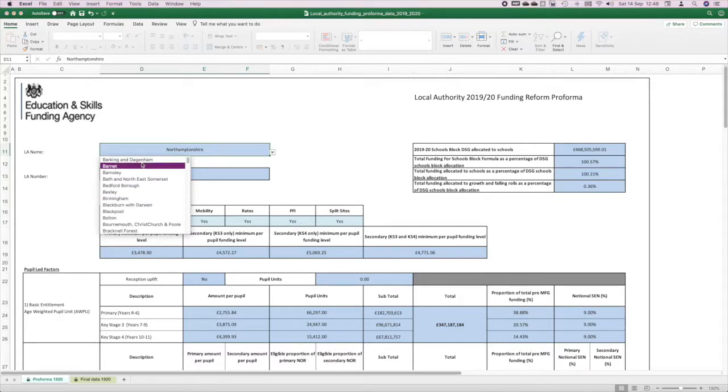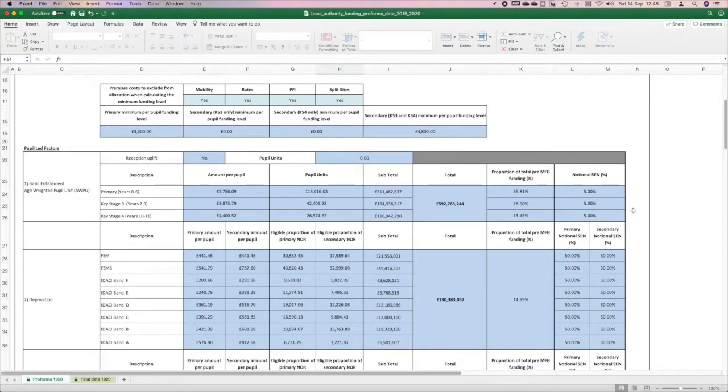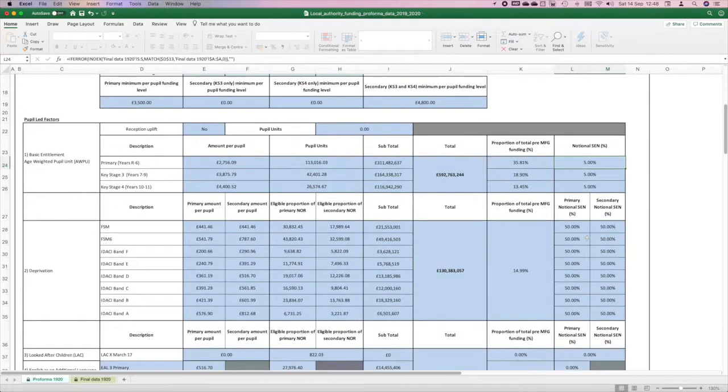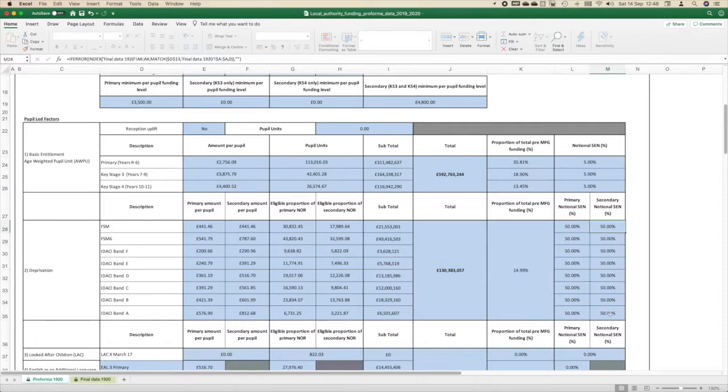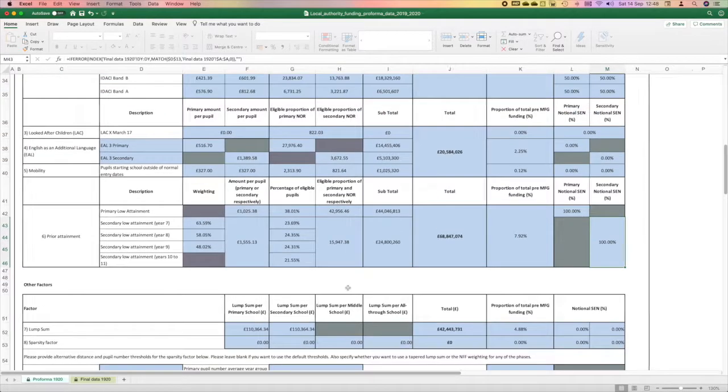So if I just borrow, I might as well borrow Birmingham for a second, and that should change on the screen. Brilliant, thank you. We see that they're using 5% of bum on seat money towards the calculation. They're only using 50% of these factors here, so your free school meals and your Ever 6 and your IDACI funds. 0% of any of these looked after, EAL and mobility, but they're using 100% against prior lower attainment, and again they don't use anything in the bottom of the table.